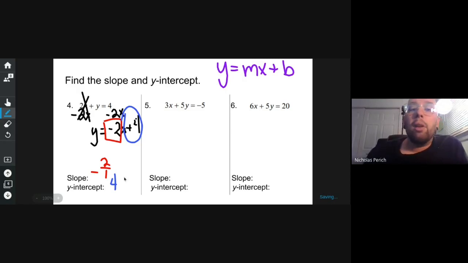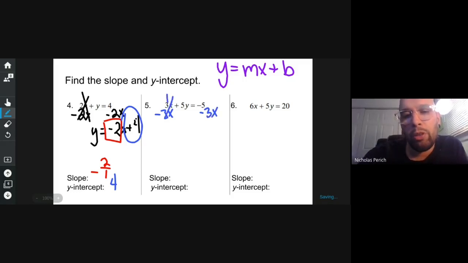Look at 5. Can I look at that and immediately determine what my slope and y-intercept is? No, no way. Is y all by itself? No. I have a 3x floating around on the left side, and I have a 5 attached. So I have to do 2 things. The first thing I'm always going to do is subtract out or get rid of the thing that's floating around, and in this case, you subtract it out.